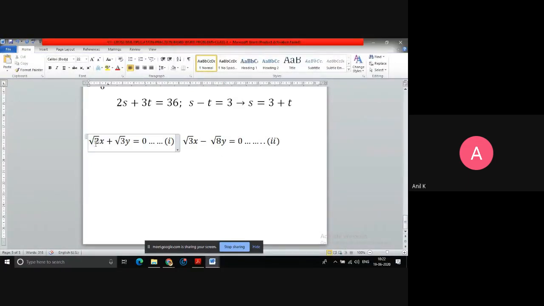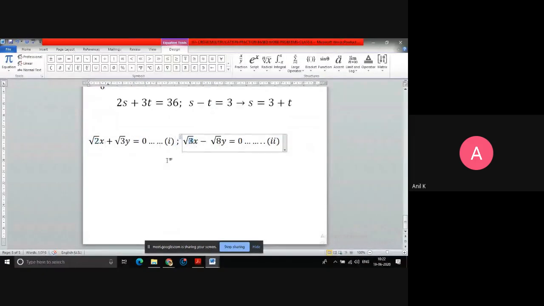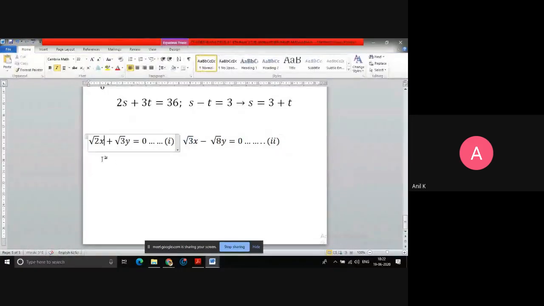Okay. So these are the two given equations. If I look at the coefficient, here the x coefficient is root 2, and here it is root 3. So what I do is, here I write the statement: multiply equation 1 with root 3. If I multiply equation 1 with root 3 on both the sides, what you are going to get is, let me type as it is, but change the equation. So here this root 2 is multiplying with root 3.